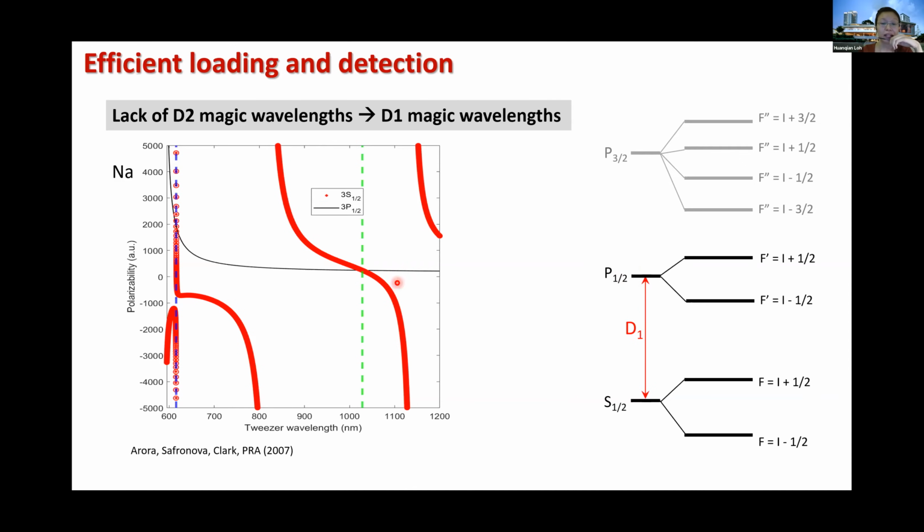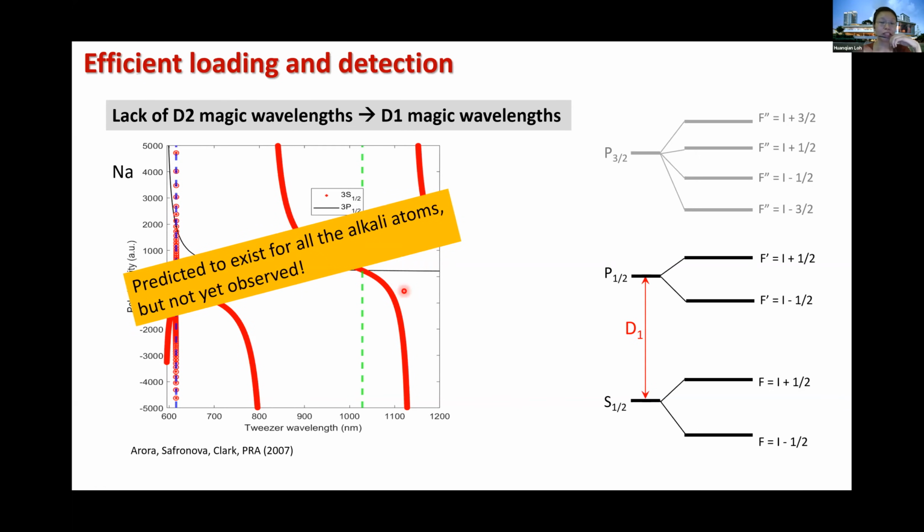And we find that on the D1 line, so here's an example for sodium, the polarizability of the different states, we actually do have magic wavelengths. So this was first calculated by Arora, Safronova, and Clark in 2007. So here you see an example where you've got magic wavelengths over here and also here around 660 nanometers. And in fact, very nicely, these D1 magic wavelengths are actually predicted to exist for all the alkali atoms, where you have positive and also relatively large polarizabilities. So these would be quite friendly for tweezer trapping. But these D1 magic wavelengths have not been observed or exploited before.